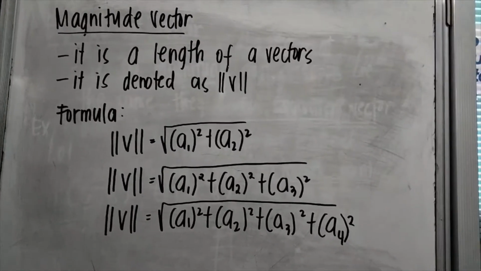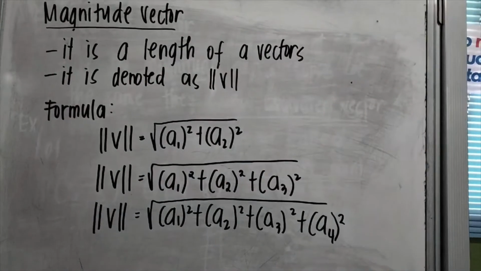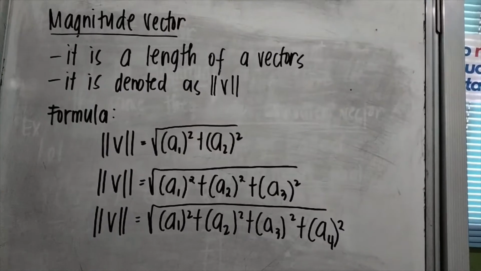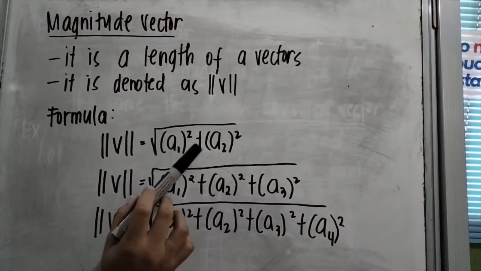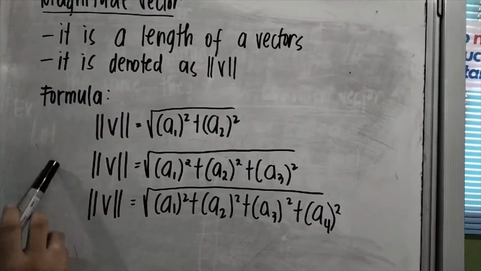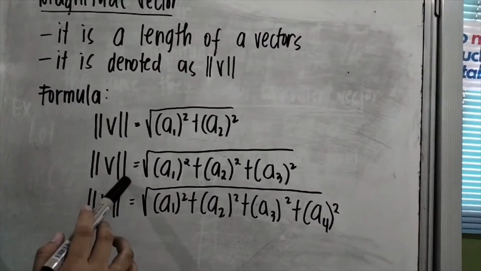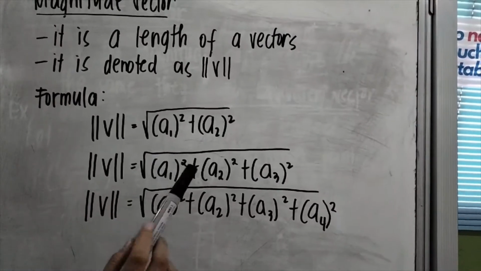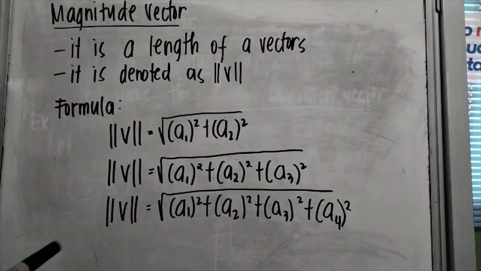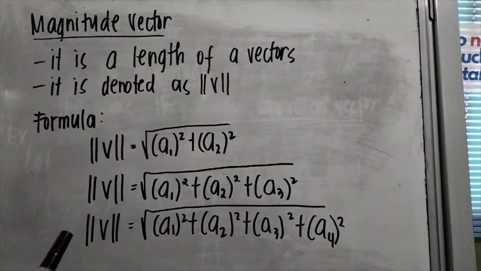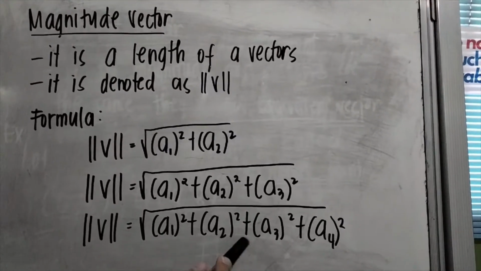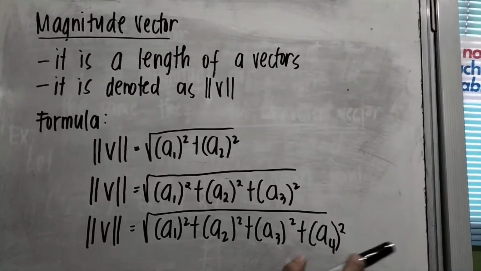Magnitude of a vector, so it is the length of a vector and it is denoted as magnitude of V. So, for the formula, for 2 dimensions, magnitude of V is equal to the square root of a sub 1 squared plus a sub 2 squared. While in 3 dimensions, this is the formula: magnitude of V is equal to the square root of a sub 1 squared plus a sub 2 squared plus a sub 3 squared. For arbitrary dimension, magnitude of V is equal to the square root of a sub 1 squared plus a sub 2 squared plus a sub 3 squared plus a sub 4 squared, and so on.